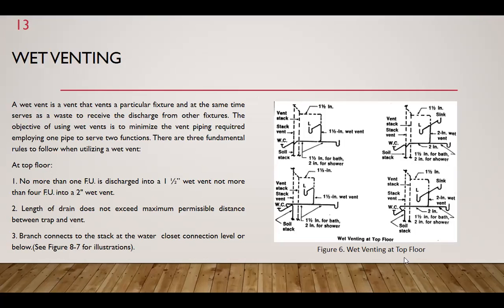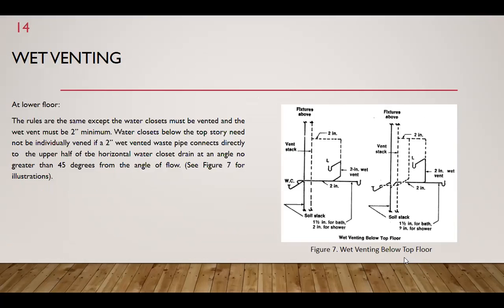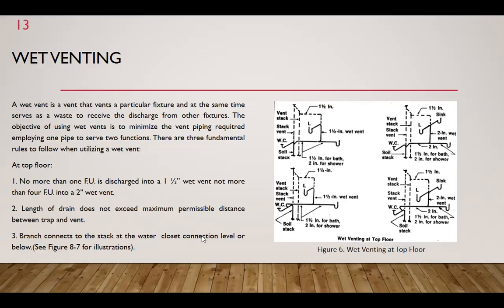So ito yung wet bending at top floor. At top floor, no more than 1 EPU is discharged into a 1.5 wet bend, not more than 4 EPU into a 2 inch wet bend. Yan. Ito yung wet bending at top floor. Ito yung papunta sa baba, sa taas mo, so benefit siya.